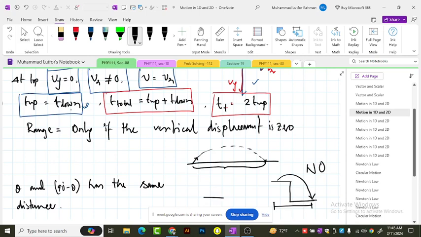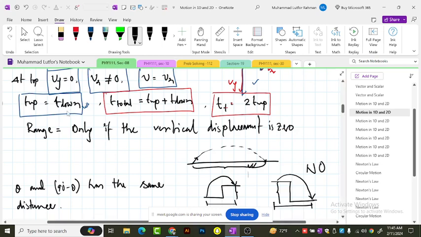Or vice versa, if you throw something from the ground and it strikes the top of a building, you also cannot say that it will be the range, because there is some vertical displacement over here. But in this case it has no vertical displacement. That's why you say that it is the range. For the range, the vertical displacement should be 0.